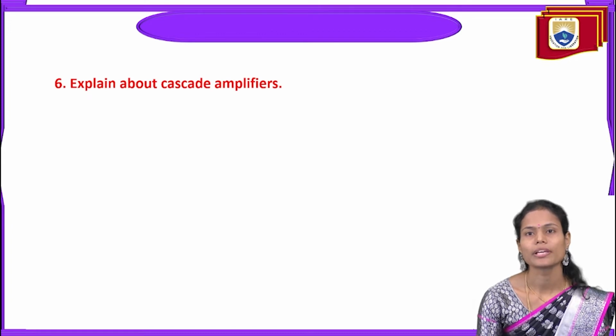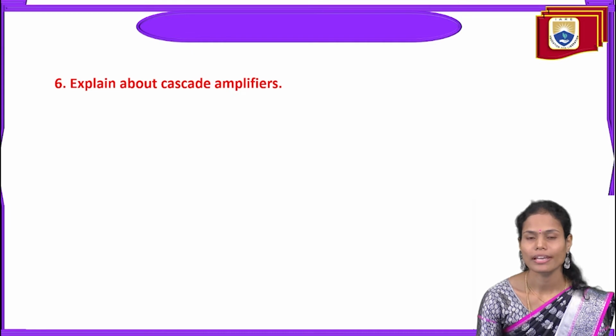And next, explain about cascade amplifiers. Here a cascade amplifier is nothing but taking two or more stages of single stage amplifiers. By using different coupling schemes, we are interconnecting the output of the first stage to the input of the next stage. We can connect directly or by using different coupling schemes, and we need to explain the concept of cascading by using any coupling scheme.